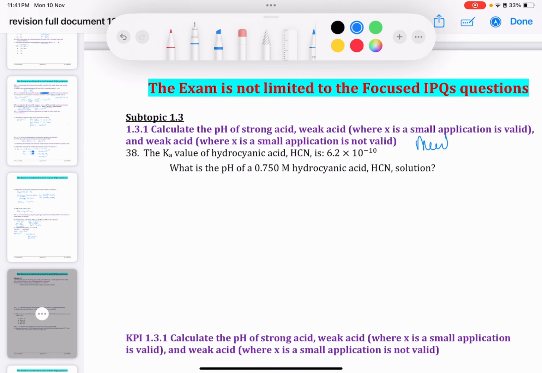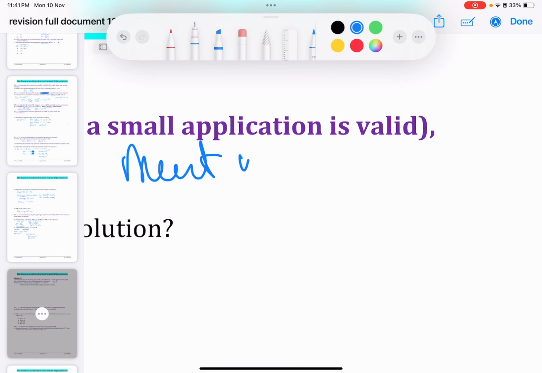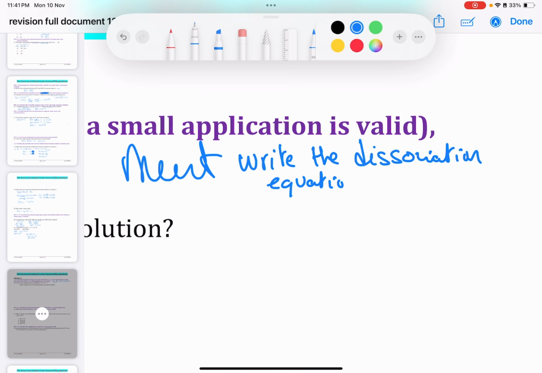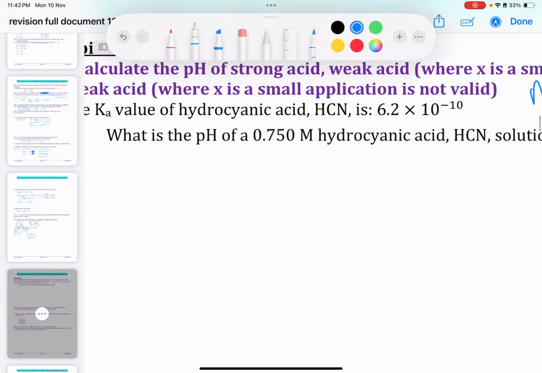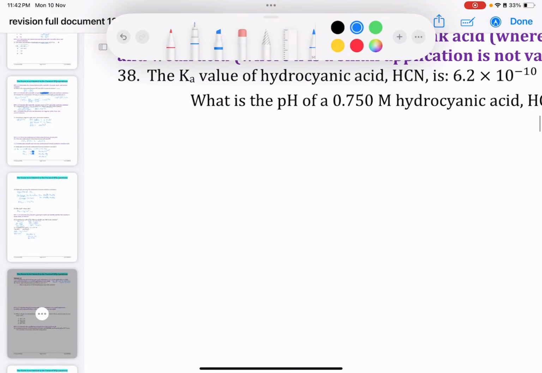You must write the dissociation equation and the ICE table to earn the full mark. So let's begin. HCN plus water molecule. It is weak, be careful.